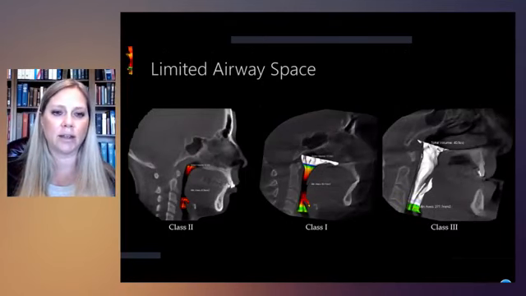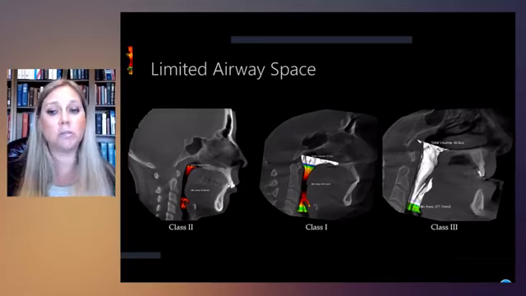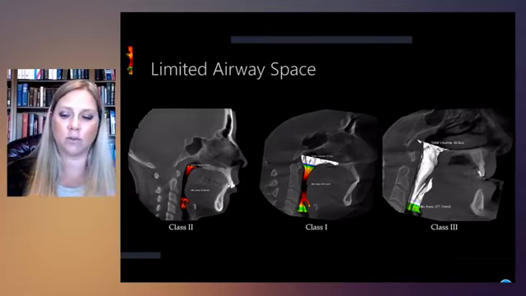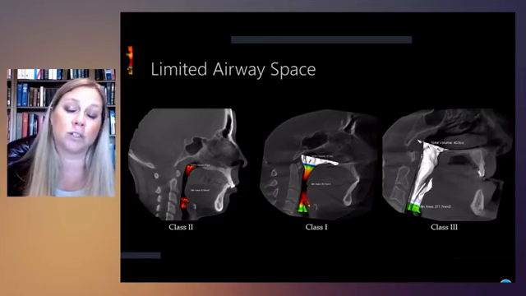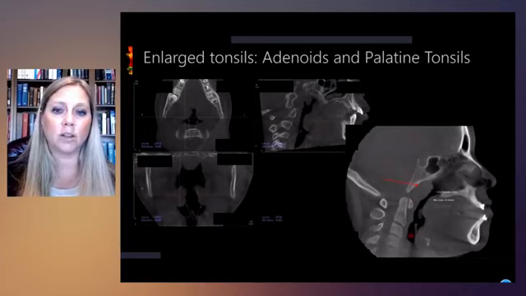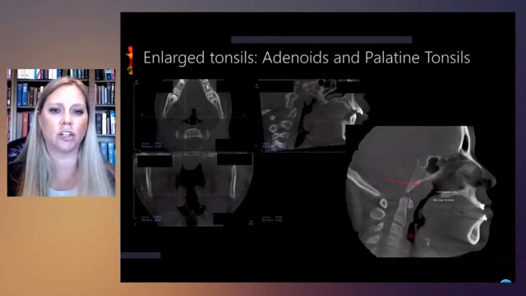And of course, we know that the various skeletal classifications do make a difference as far as the enlargement of that airway space for the patient, as well as the increased risk for obstructive sleep apnea. We can see enlarged tonsils as well, so we want to rule out an actual obstruction such as enlarged tonsils.